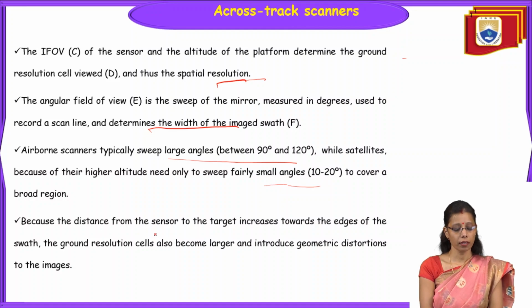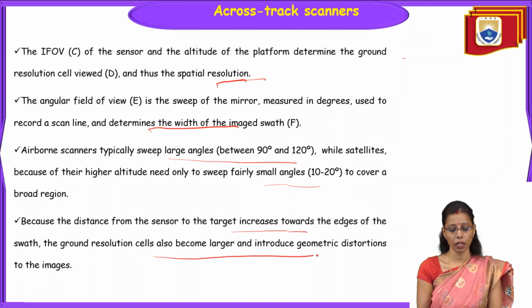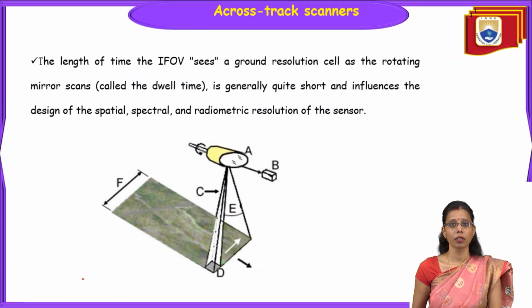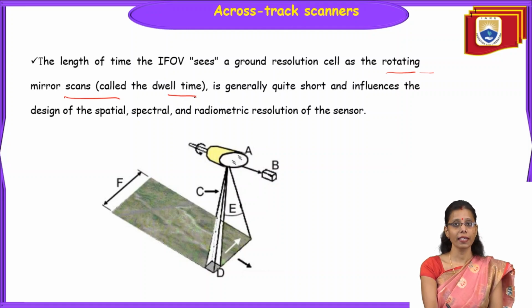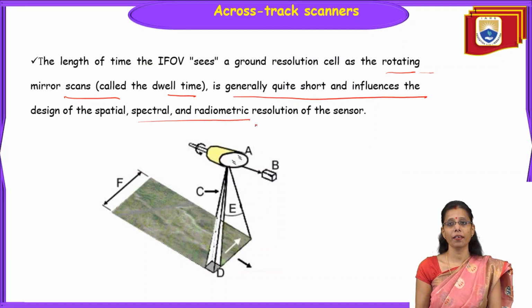Because the distance from the sensor to the target increases towards the edges of the swath, the ground resolution cell also becomes larger and introduces geometric distortions to the images. The length of time the IFOV sees a ground resolution cell as the rotating mirror scans is called the dwell time, and it is generally quite short and influences the design of the spatial, spectral and radiometric resolutions of the sensor.